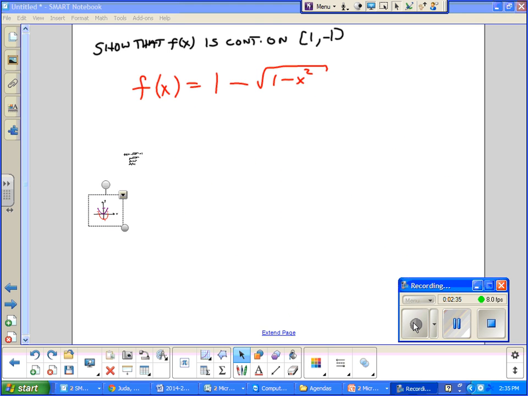I'm going to do this problem. It says show that f of x is continuous on 1 to negative 1. Now, remember where we left off yesterday. We've defined removables, jumps, and infinite discontinuities. Everybody with me on those? Yeah. So I look at this function, f of x equals 1 minus the square root of 1 minus x squared.